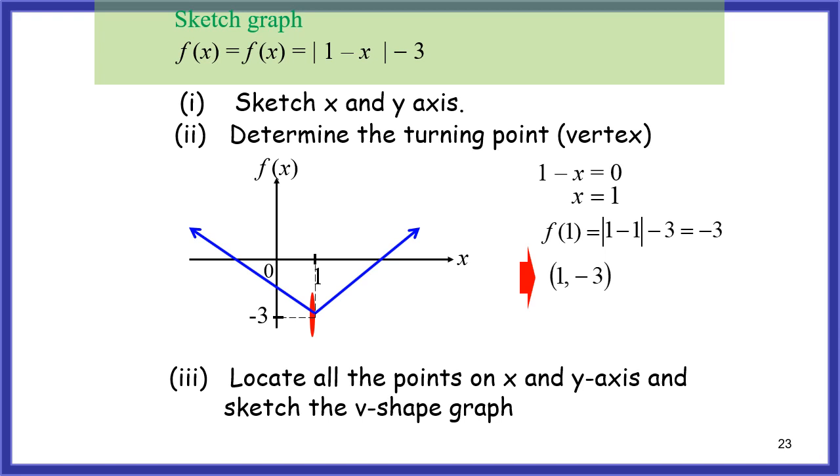Okay, so let's continue with the next type of function. Oh, after that, don't forget to find all the intercepts on the graph. Here, when x equals 0, y equals 1 minus 0 minus 3. So 1 minus 3 is negative 2. So the point is (0, negative 2). Find this one also.